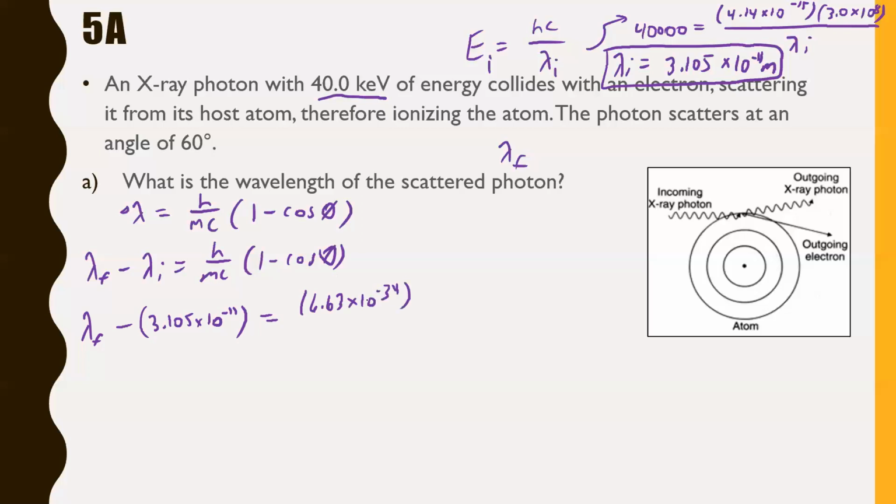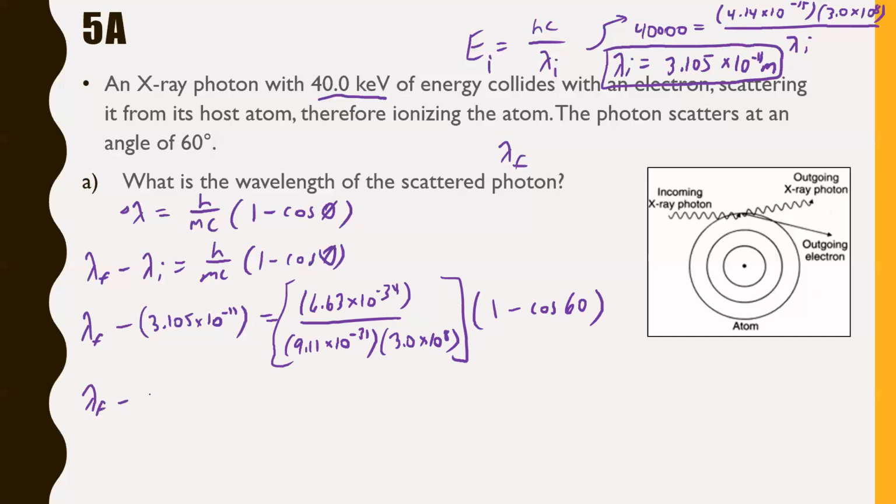Divided by mass, which is 9.11 times 10 to the negative 31, times c, which is 3.0 times 10 to the 8. And then that whole thing, I'll even put big chunky brackets around it so we don't lose it. We've got to multiply that by 1 minus cosine of our angle, so cosine 60. What I did on my answer key is I actually calculated this whole right-hand side first because this is going to be an absolute mess otherwise.